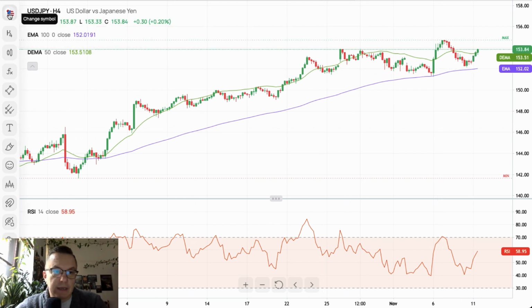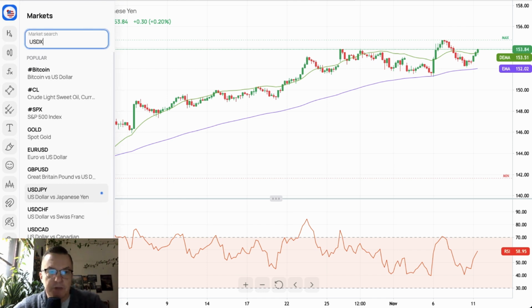So that was very quick and simple. Let's just take a look at the situation on the US dollar index.